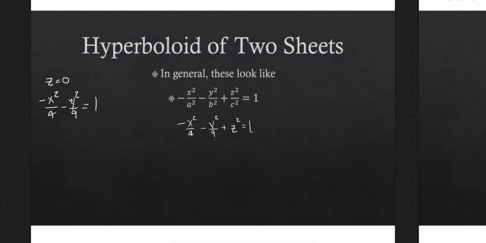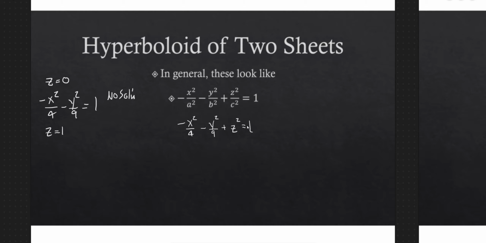X squared is non-negative, y squared is non-negative, so if I make both of those negative, I'll get a negative over here, or something that's non-positive, right? It could be 0, but it's certainly either negative or 0. That can't possibly equal 1, so this is no solutions. So what that means is that the surface does not intersect the xy plane. Interesting.